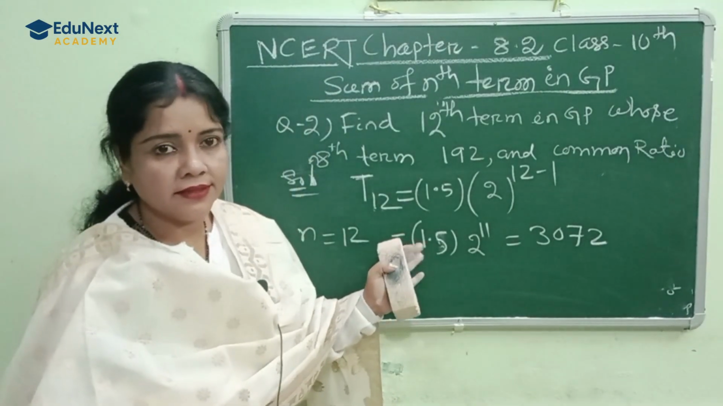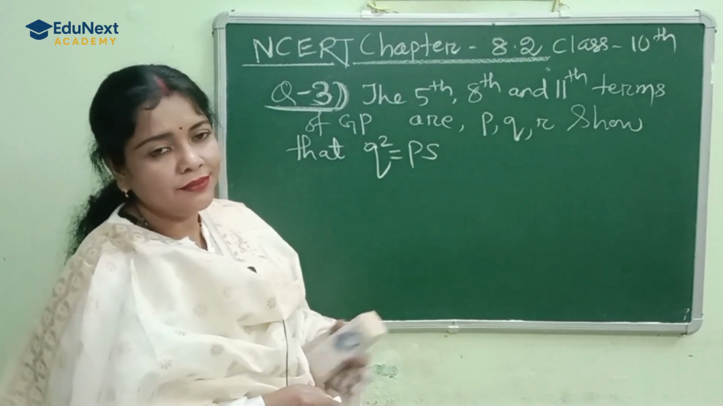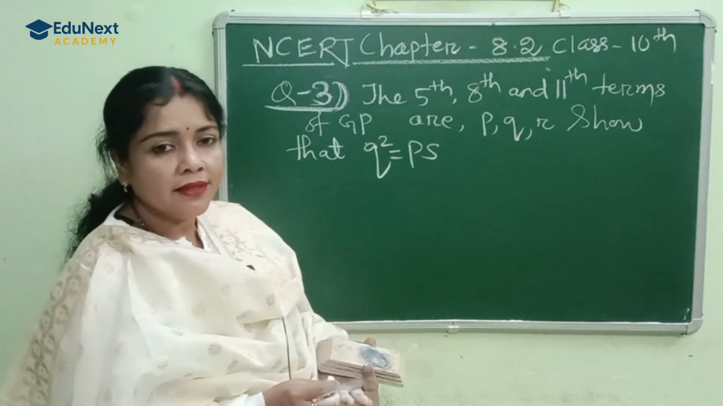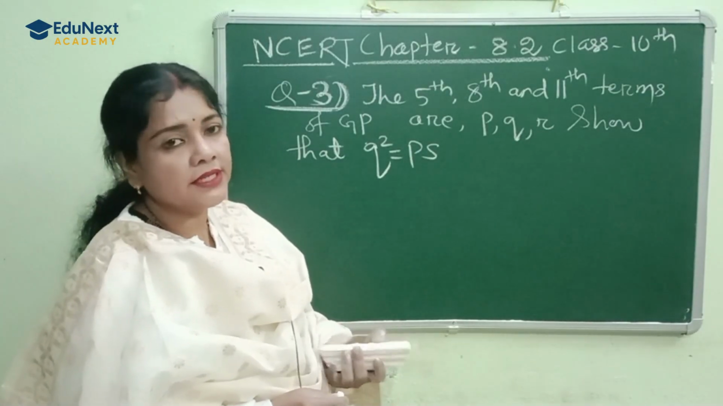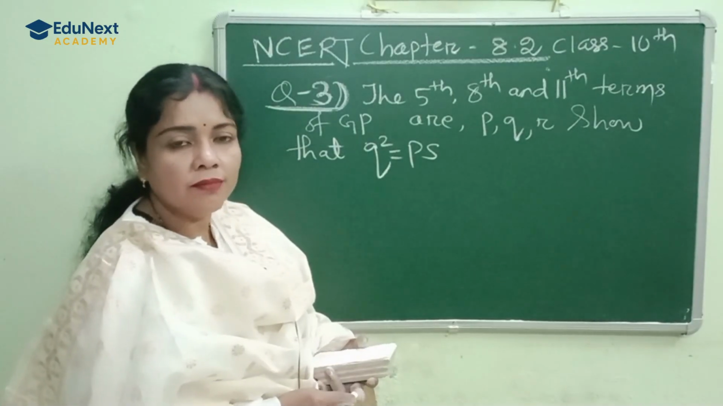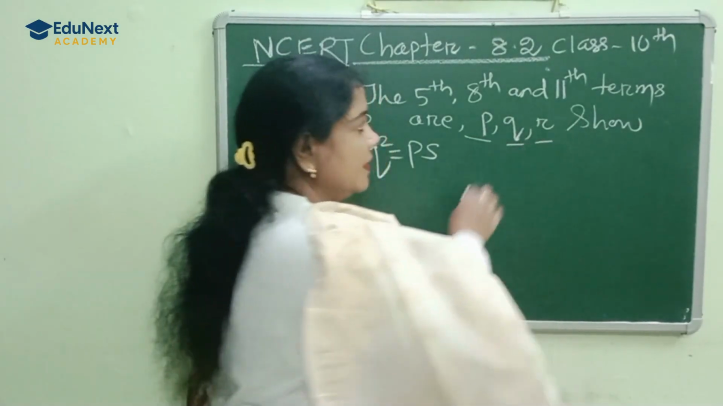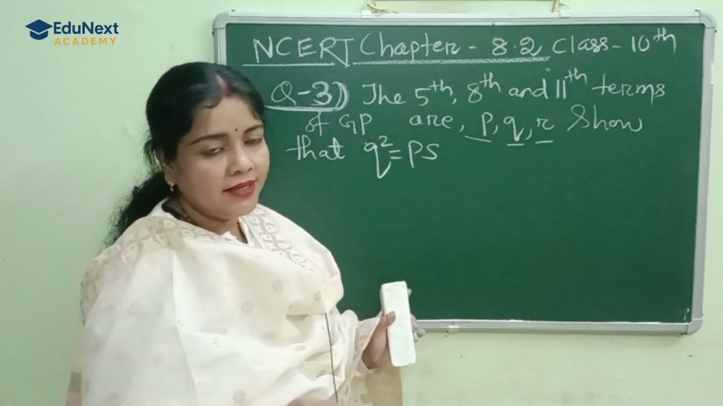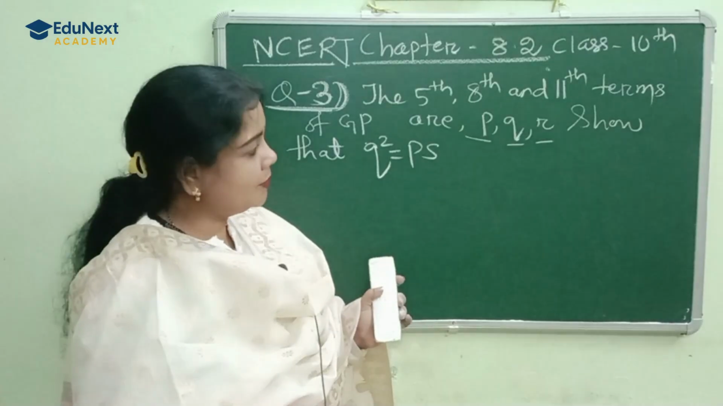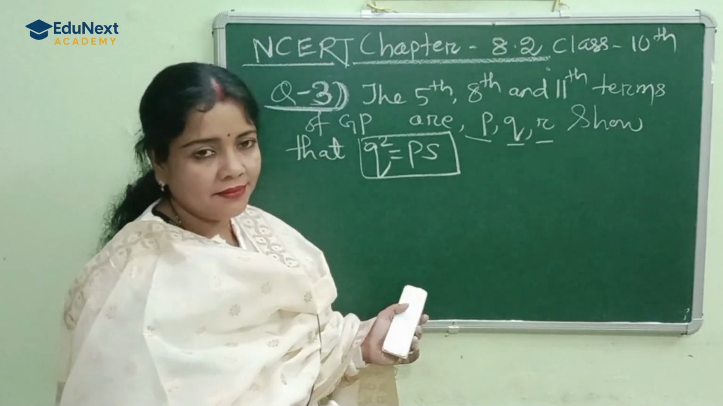You can calculate. Now let us discuss question number 3. Very important question number 3. This type of questions are coming in your examination. Question: given that the 5th, 8th and 11th terms of a GP are given as P, Q, R. It is not directly given as a number, it is given as an alphabet. We have to prove that Q square is equal to P into S.